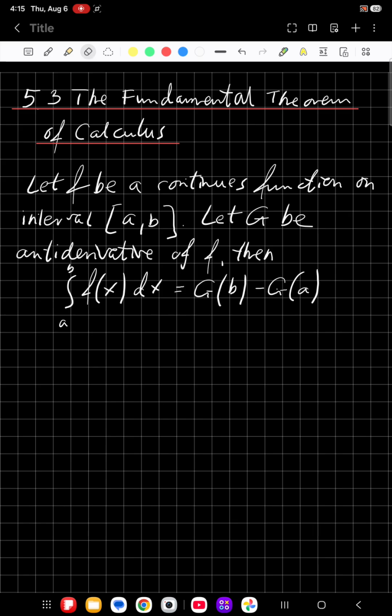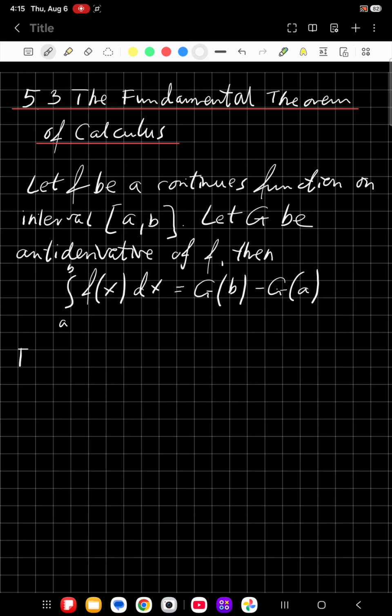So let's just look at an example. Well, anyway, so what does that mean, right? Basically, if we want to calculate the area under the curve from a to b, we find the antiderivative, or we do a regular integral of this f of x, and then we plug in the endpoints, right? So we do g of b and g of a. Anyway, let's look at an example.